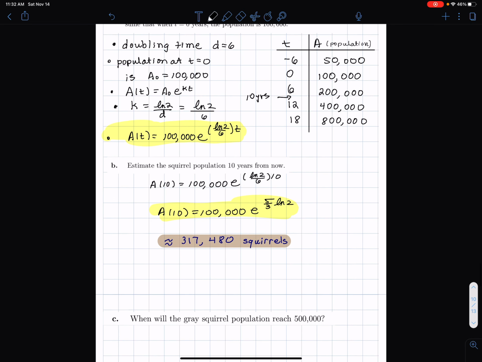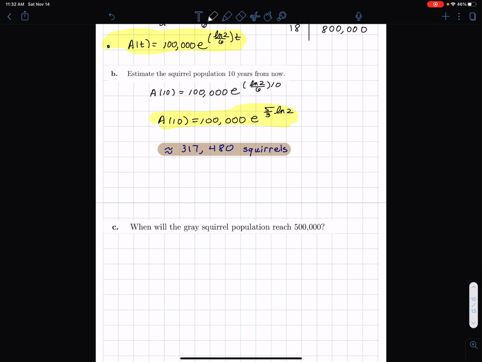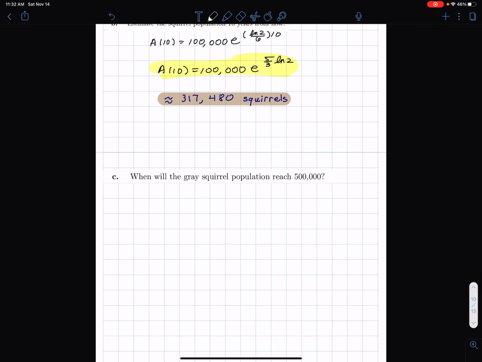Now let's ask this next question, which really can get going. When will the squirrel population reach 500,000? We have A of t equals A0 e to the parentheses ln 2 over 6 times t. So when is A of t equal to 500,000?